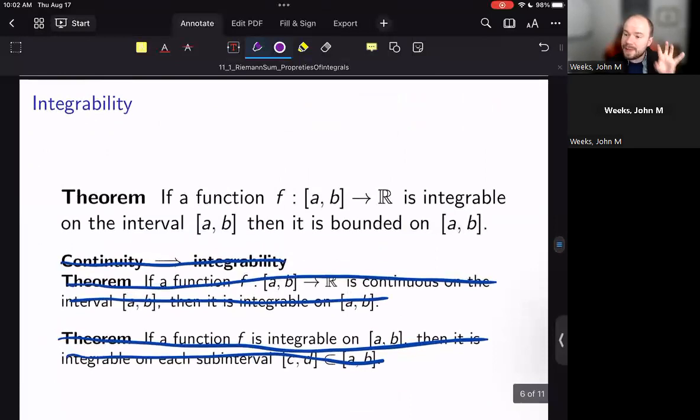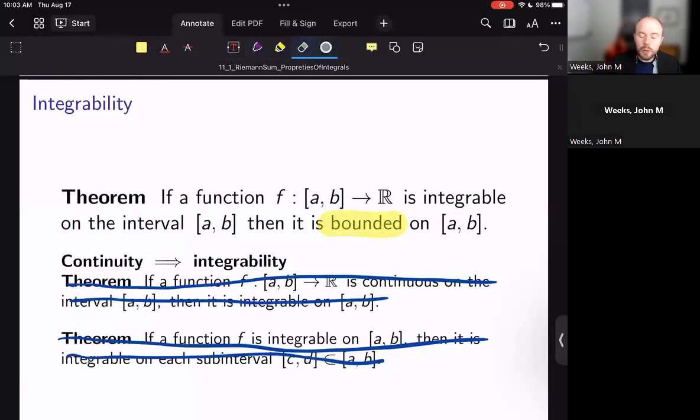Now, one big class that we have discussed already that is going to be integrable is the following. Well, first, let's get to this theorem. If a function f is integrable on the interval from a to b, then it is bounded on a to b. Now, this is something that we are kind of saying with this one, because otherwise you could take a look at partitions that potentially really do blow up and make this a little bit tricky to work with.